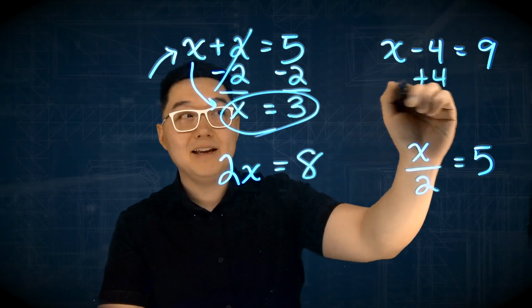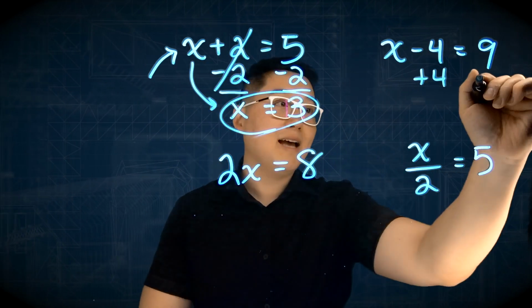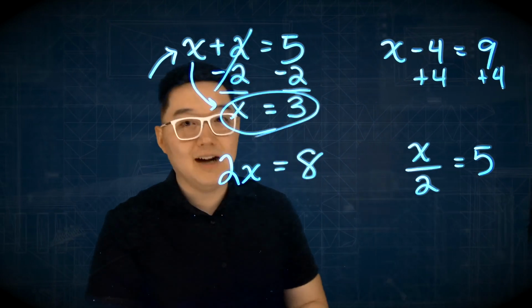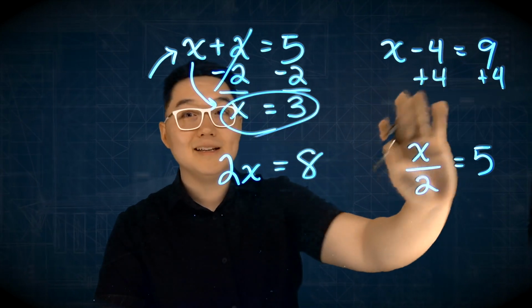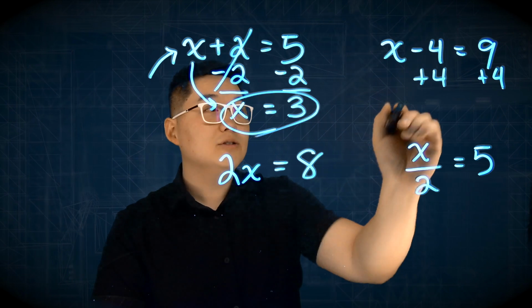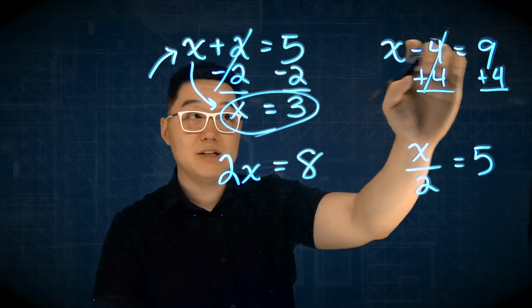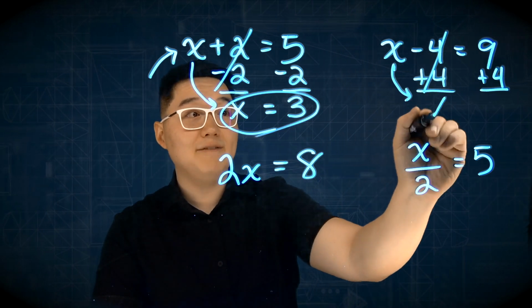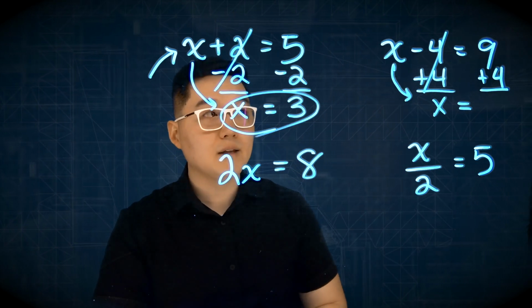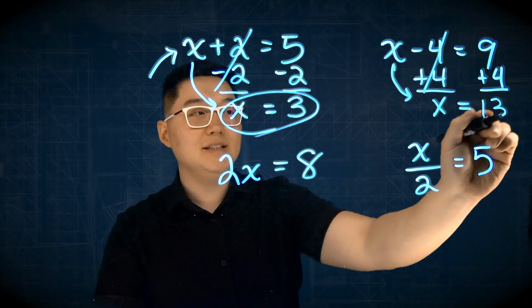But again, if I add 4 to the left side of the equal sign, you must add 4 to the other side of the equal sign. That way, the equation is balanced. So, what do we have now? Well, negative 4 plus 4 has to be 0, so that goes away, and the only thing we have left is now x. But what is 9 plus 4? 9 plus 4 now is 13.